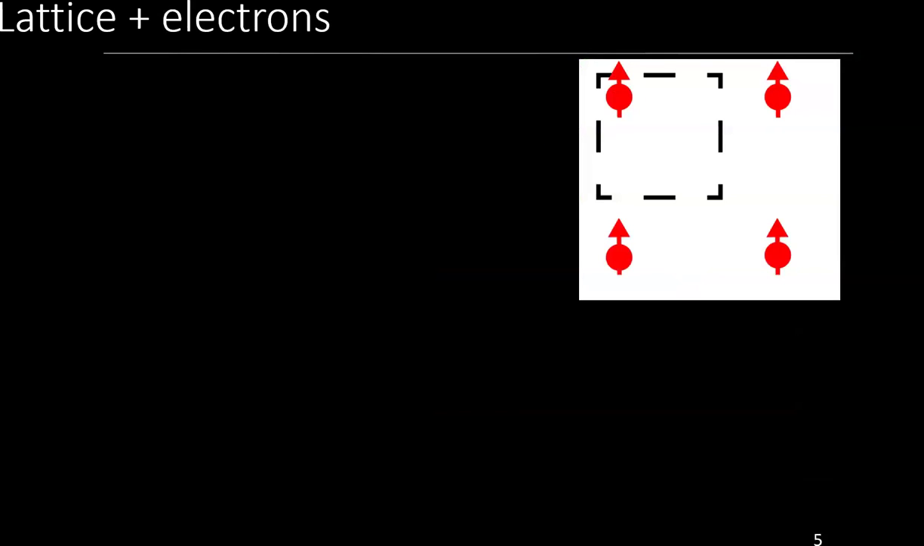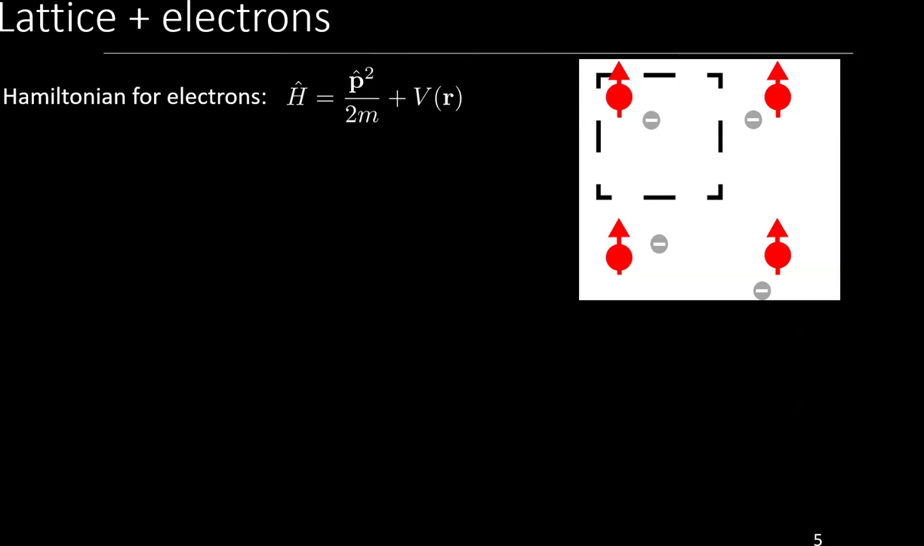Now, next step. Besides lattice, we also have electrons. We have charge carriers in this material. Let's add them to our, let's say, ferromagnet. To describe these electrons, we can write a simple Hamiltonian, equation number one in any theoretical paper. Here it is. It contains the kinetic part, p squared divided by 2m, and of course the lattice potential, which essentially will define the properties of these electrons.